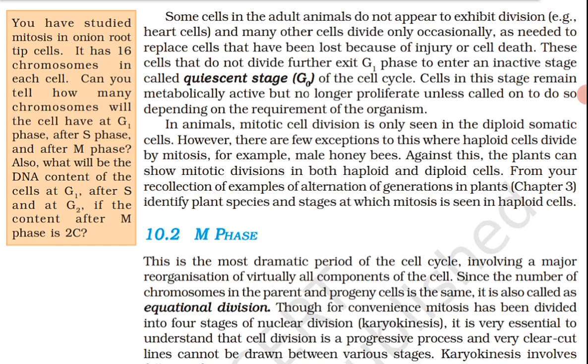So, you have studied mitosis in onion root tip cells. It has 16 chromosomes in each cell. Can you tell how many chromosomes the cell will have at G1 phase, after S phase, and after M phase? Also, what will be the DNA content of the cell at G1, after S, and at G2 if the content after M phase is 2C?